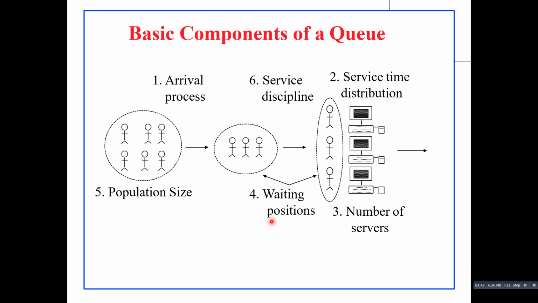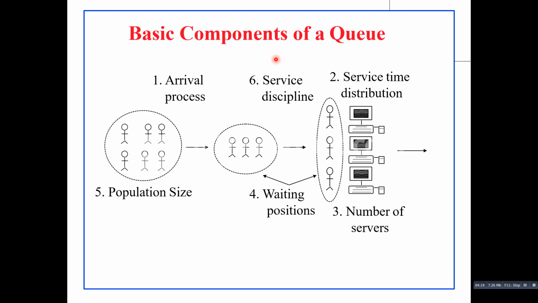So the number five is the population size. This is the maximum number that the service can serve. Let's say it is a dental clinic. How many people can they serve per day? They have a maximum number. After a certain time, they might reject you or advise you to come tomorrow.